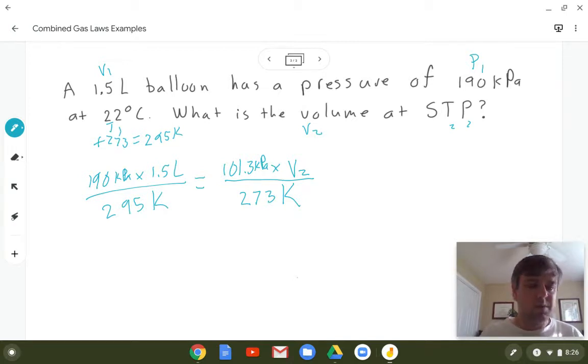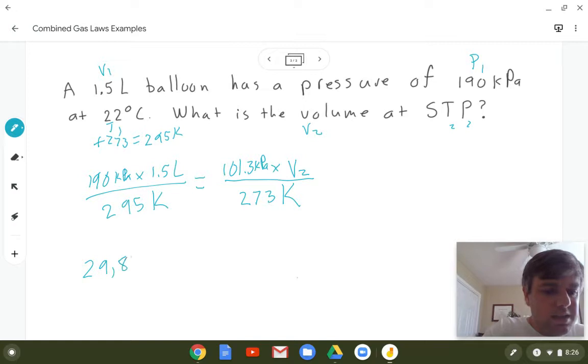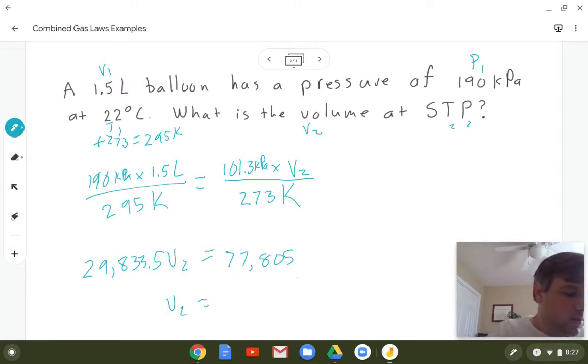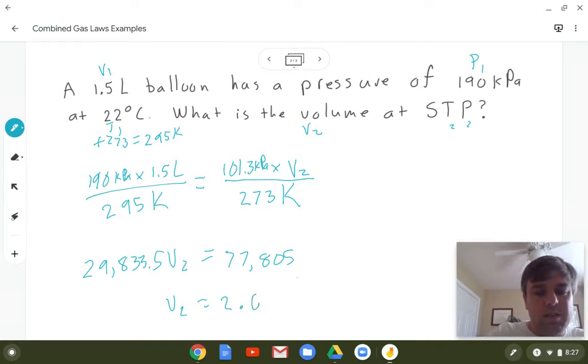So we do a little bit of multiplication. 295 times 101.3 gives us 29,883.5. V2 equals 190 times 1.5 times 273, and that equals 77,805. And then for V2, we take those and divide them by 29,883.5. So V2 is 2.6 liters.